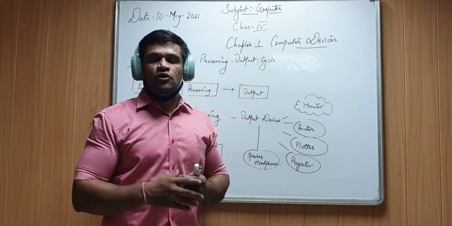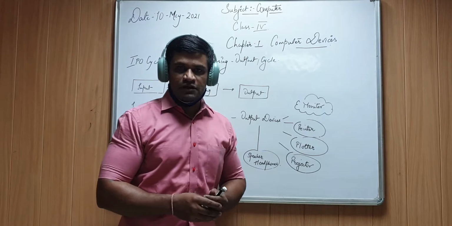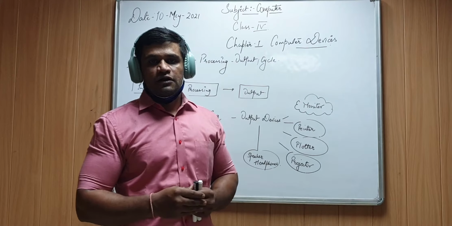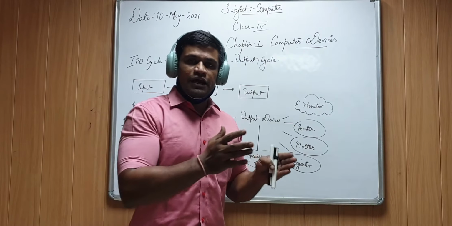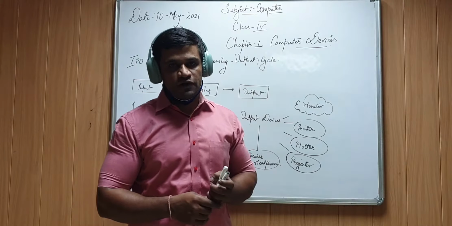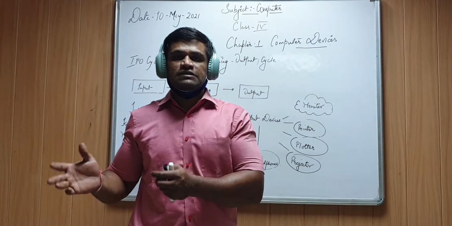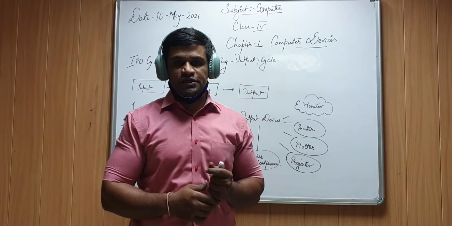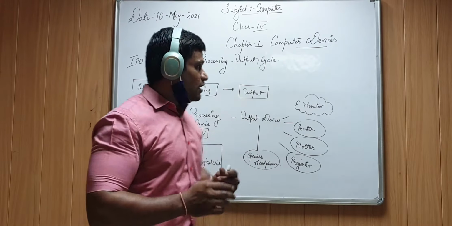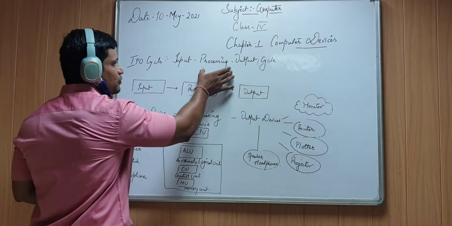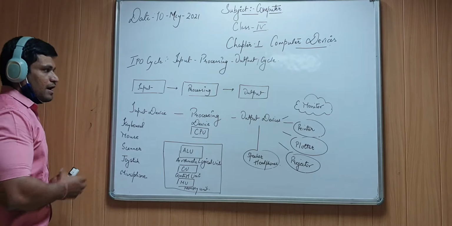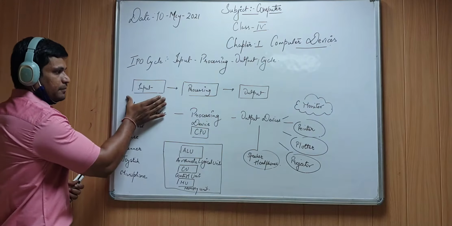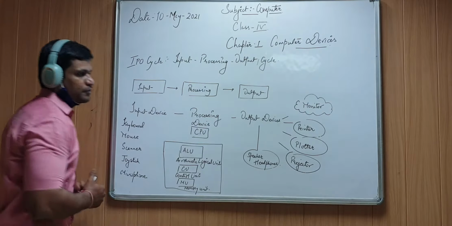We had discussed different examples. We had also compared this IPO cycle with our day-to-day household work, in which we considered the example of a washing machine. Now, the computer also follows the input, processing, output cycle. I had drawn a figure showing input, processing, output.